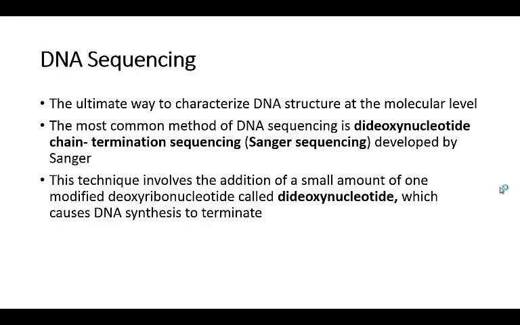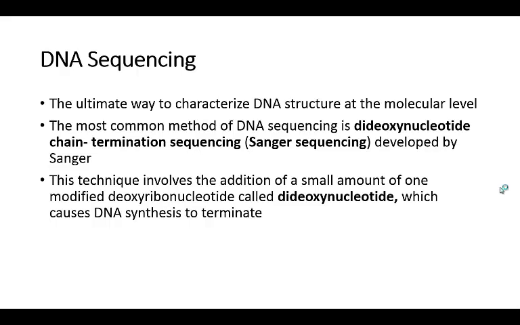So within DNA sequencing, this is really the ultimate way to characterize DNA structure at the molecular level. You will often use this in combination with cloning or PCR to get the results you want to see, whether or not specific base pairs are the exact sequence that you think it's going to be. The most common, or cheapest, method is Sanger sequencing.